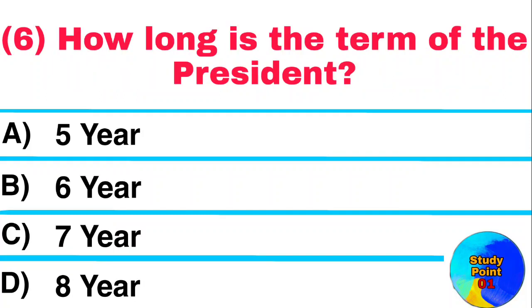Question. How long is the term of the President? A. 5-year. B. 6-year. C. 7-year. D. 8-year. Answer. 5-year.